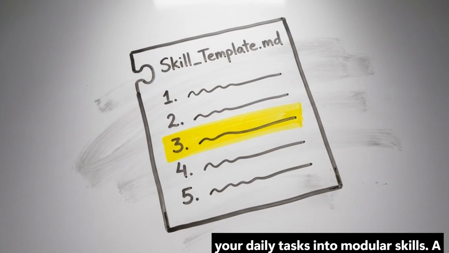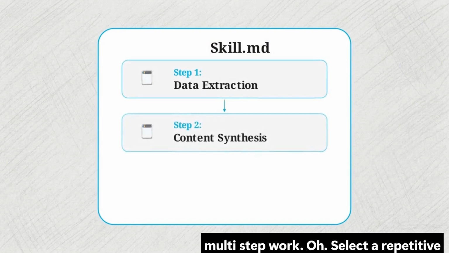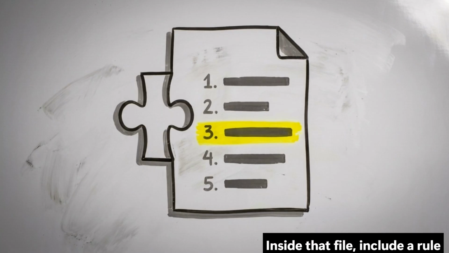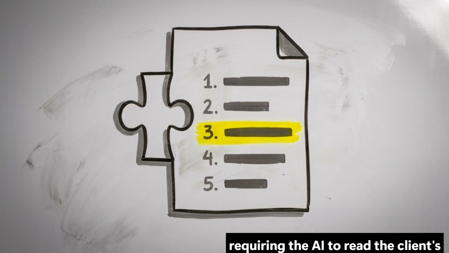Now we can codify your daily tasks into modular skills. A skill is simply a reusable markdown file that contains the instructions for a multi-step workflow. Select a repetitive task, such as market research or data formatting, and instruct the AI to write out the step-by-step instructions for it. Inside that file, include a rule requiring the AI to read the client's internal wiki folder for context before it starts the task.